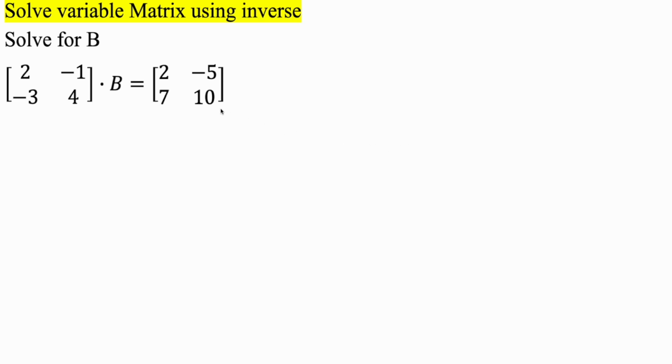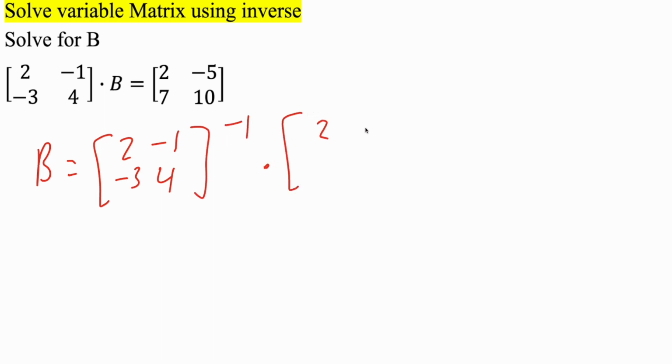Okay, in this video, we're going to solve this problem right here, and let's begin. So, in order to isolate B, you might say, why not divide both matrices? But the thing is, with matrices, you can't divide them. So instead, we have to use the inverse. So we'll get matrix B is equal to the inverse of this matrix, [2, -1; -3, 4] raised to -1, times the matrix [2, -5; 7, 10].